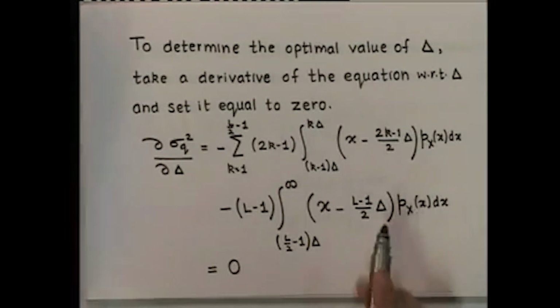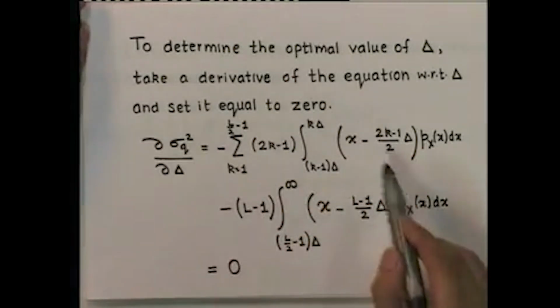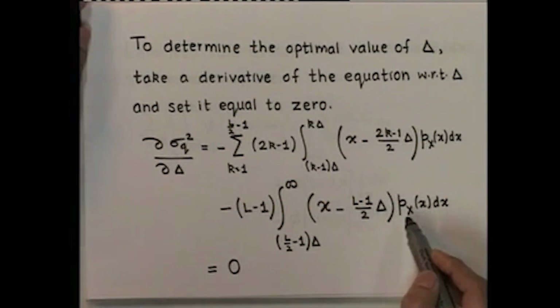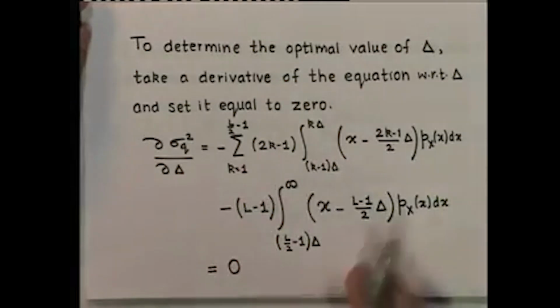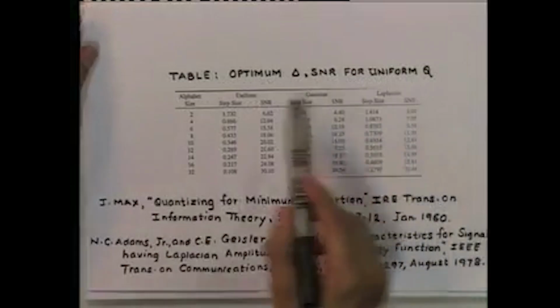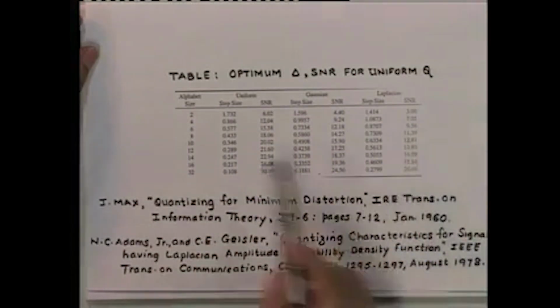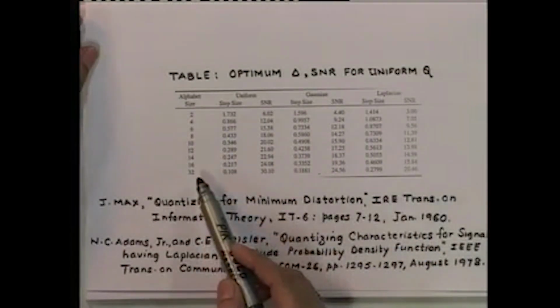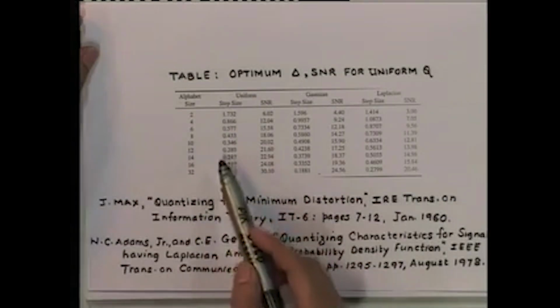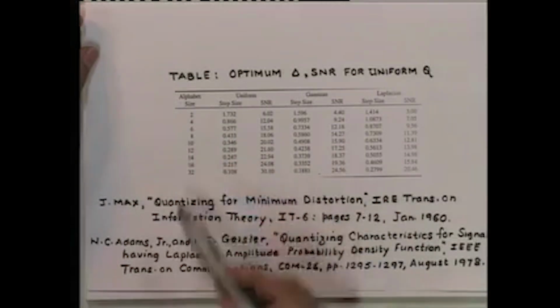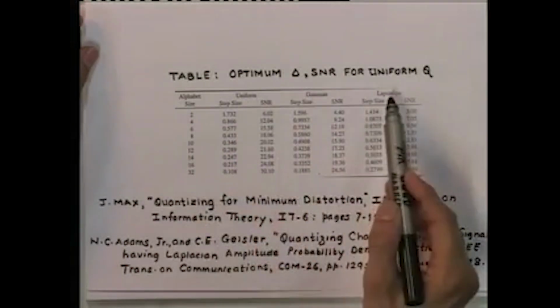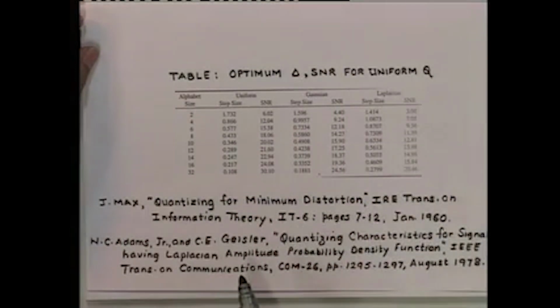Now, this is a rather messy looking expression, but given the probability density function, that is PDF, it is easy to solve this equation using any one of a number of numerical techniques. The following table lists step sizes found by solving the previous expression for 9 different alphabet sizes and 3 different probability density functions.